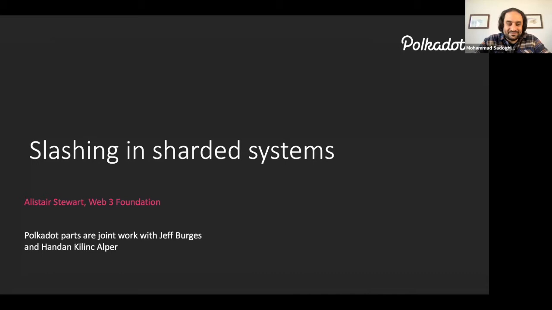Thank you. Hi. So this talk is going to mention a bit about how sharding works in Polkadot, but the overall idea is to discuss slashing in proof-of-stake systems, and in particular, how that applies to sharding. So I want to describe a particular protocol, which is joint work with Jeff and Handan and other people in Web3 research and other people in Parity Technologies who are building this. But yeah, so let's start very generally.